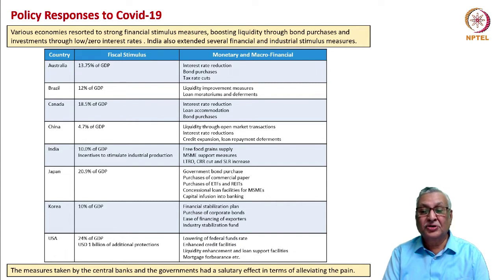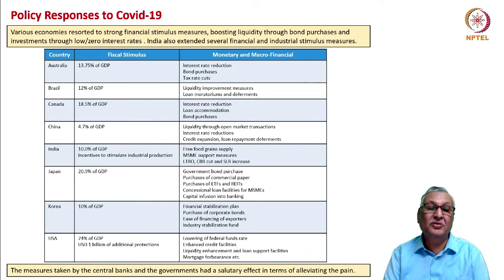Government purchased bonds heavily. It also purchased commercial paper. ETFs and REITs were purchased. Concessional loan facilities were extended for small enterprises. Capital infusion was done into the banking sector. In Korea, the stimulus was of the order of 10% of GDP. Again, there was a strong financial stabilization plan, purchase of bonds, ease of financing of exports, industry stabilization fund. You can see how economic measures focused on flow of liquidity into the industrial sector because the spread effect of industrial development is going to be uniformly felt across the nation.